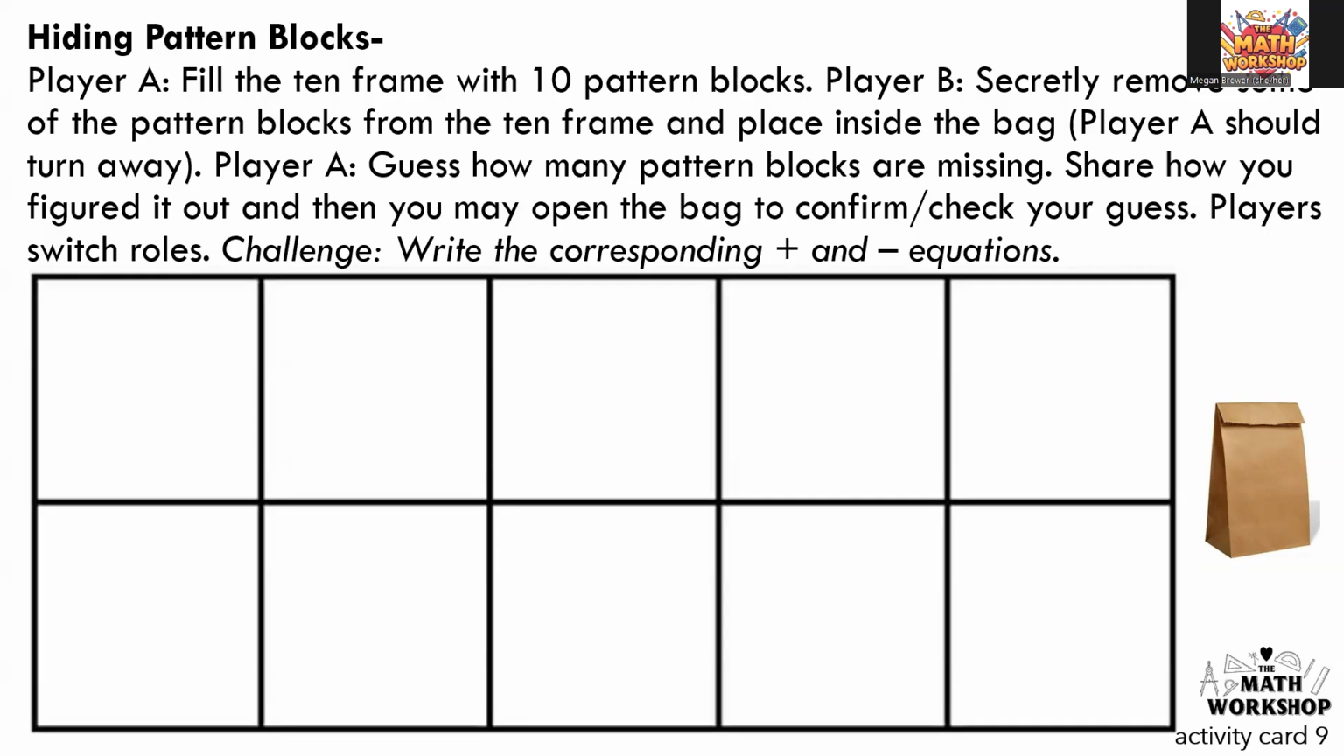So some are going to be left, and the ones that are removed are going to be put inside the brown bag. Then player A turns back around and guesses how many are in the bag using the information of how many are still on the 10 frame. So this is really helping them again with ways to make 10. And they can write if they're ready. I wouldn't do this initially, but after we've done this a while, then they could write the corresponding addition equation, or you could think of it as subtraction based on what was missing. Really powerful experience for our young students.